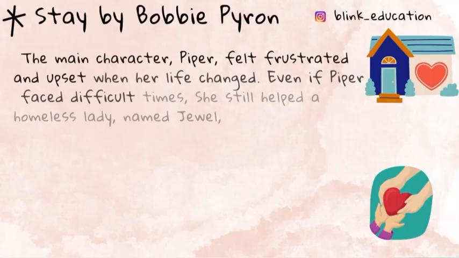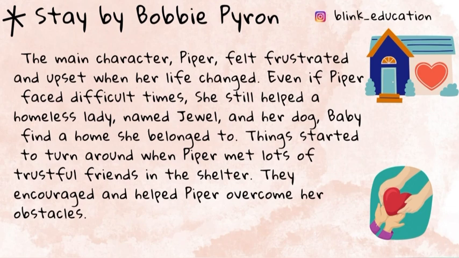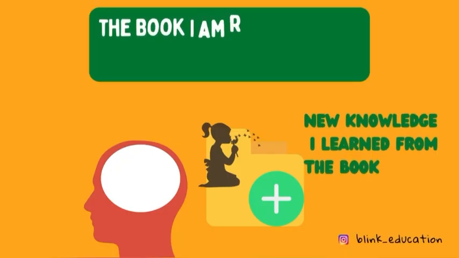The main character, Piper, felt frustrated and upset when her life changed. Even if Piper faced difficult times, she still helped a homeless lady named Jewel and her dog, Baby, find the home they belonged to. Things started to turn around when Piper met lots of trustworthy friends in the shelter. They encouraged and helped Piper overcome her obstacles.